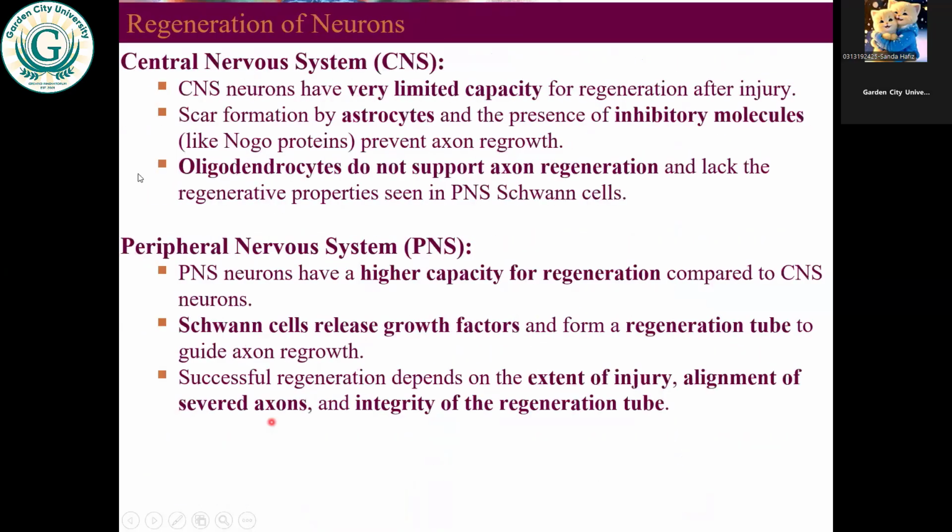So then I said that in the central nervous system, the brain and spinal cord, the neurons there have very limited capacity for regeneration. The reason is that astrocytes, the most abundant glial cells, proliferate and form a scar. So regeneration becomes difficult. Then the cell that produces the myelin sheath is called the oligodendrocyte. They don't have the ability that the Schwann cells in the peripheral nervous system have. The Schwann cells in the peripheral nervous system release growth factors and also form a regeneration tube.